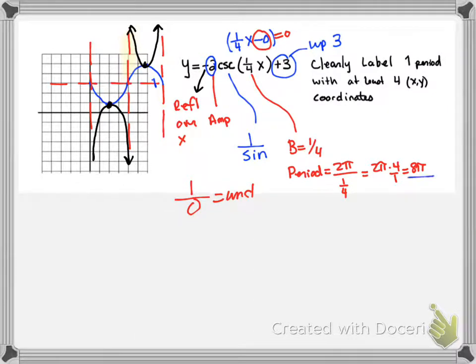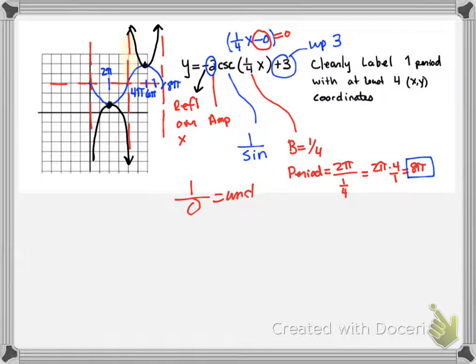Now we haven't accounted for the period being 8 pi. So if my sine graph started at 0, it would end over here at 8 pi. And that halfway asymptote would be 4 pi, making this first value 2 pi and this value up here at 6 pi.